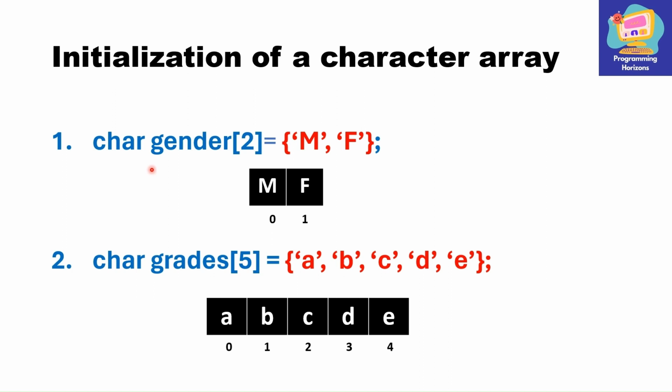Here we have the first example as char gender[2] equal to 'm' and 'f'. Here m and f represent male and female gender, and these two values are stored in consecutive memory locations as shown here, and the first value m is stored at index 0 whereas the second value f is stored at index 1. Same is the case with the second example where the name of the array is grades and its size is 5, meaning it has 5 elements of character type and these are all stored in consecutive memory locations.